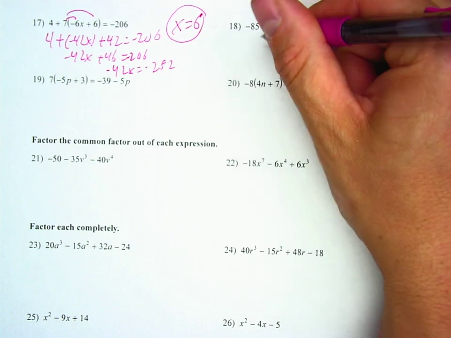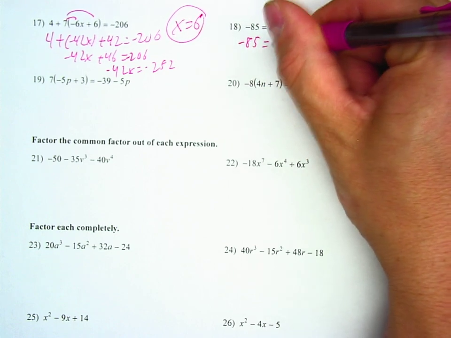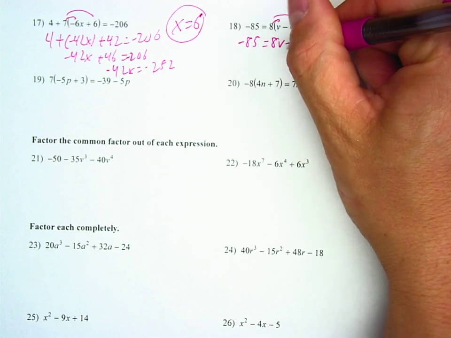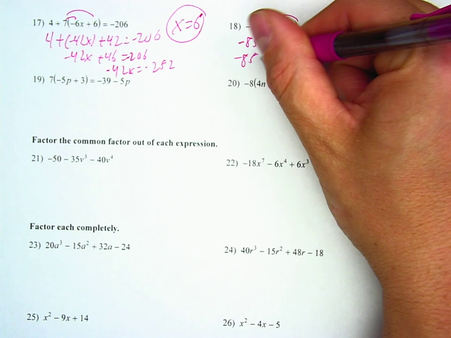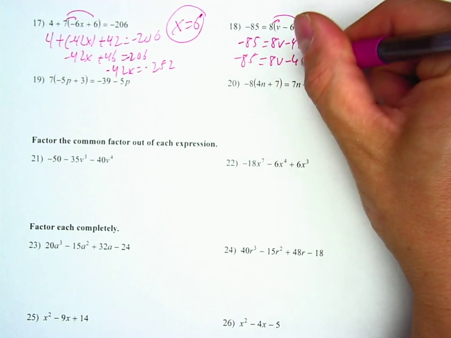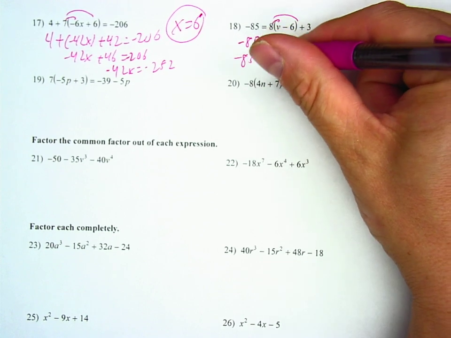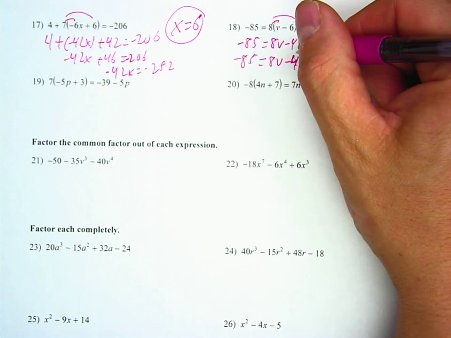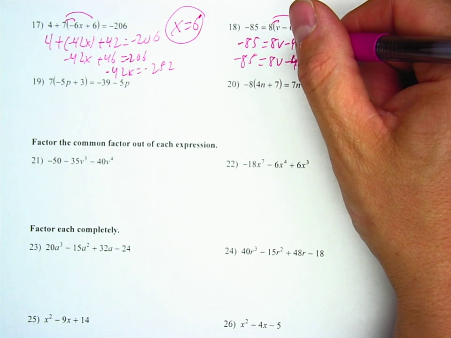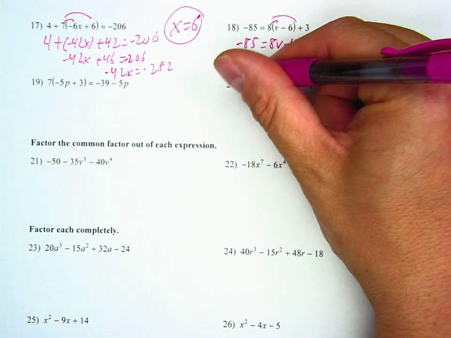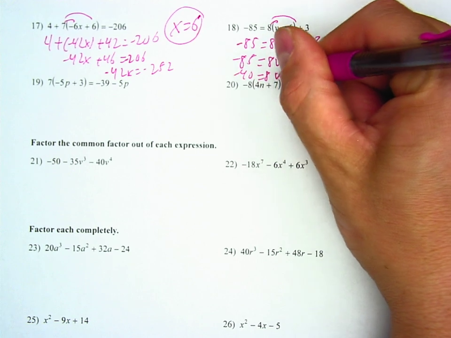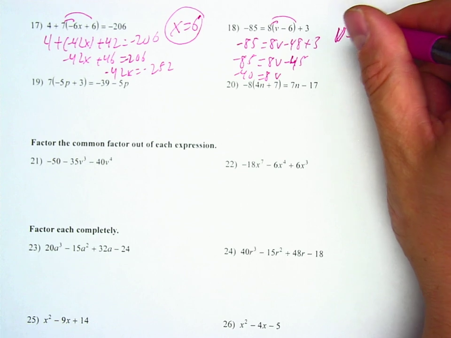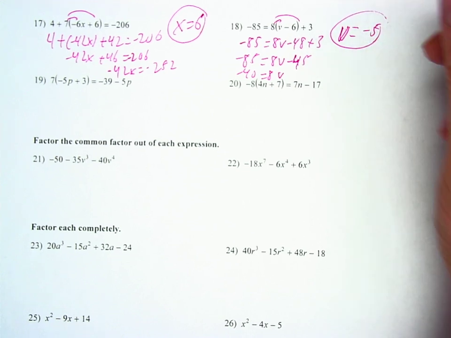All right, next one, distribute the 8. Negative 85 equals 8v minus 48 plus 3. Negative 48 plus 3 is negative 45. So negative 85 equals 8v minus 45. Adding 45 to negative 85 is going to yield negative 40 equals 8v. Then dividing by 8 is going to yield negative 5. Again, the reflexive property says I can switch this equation around when I solve it.